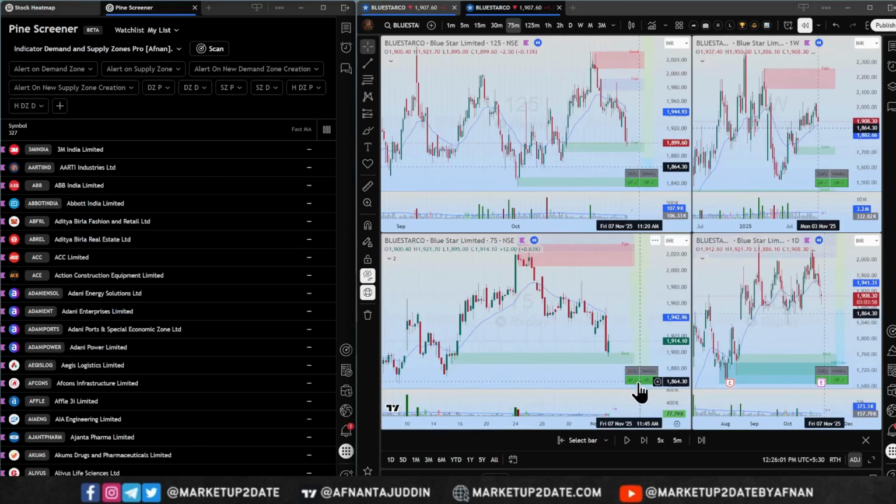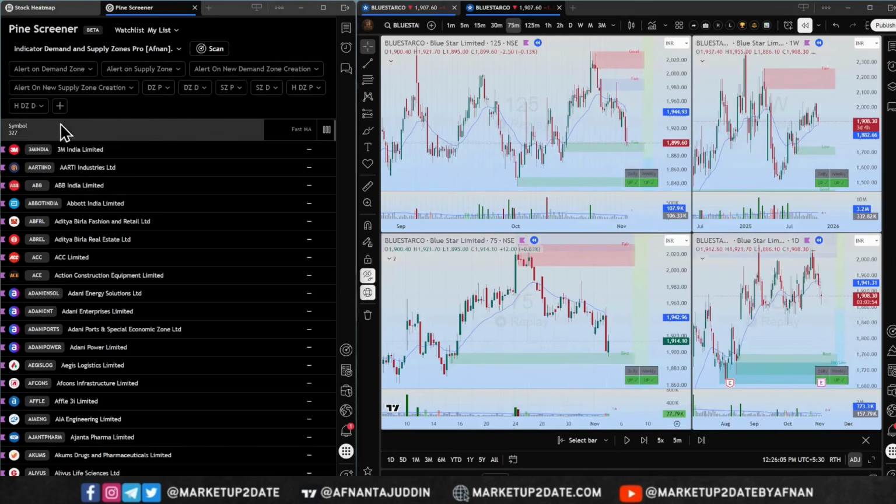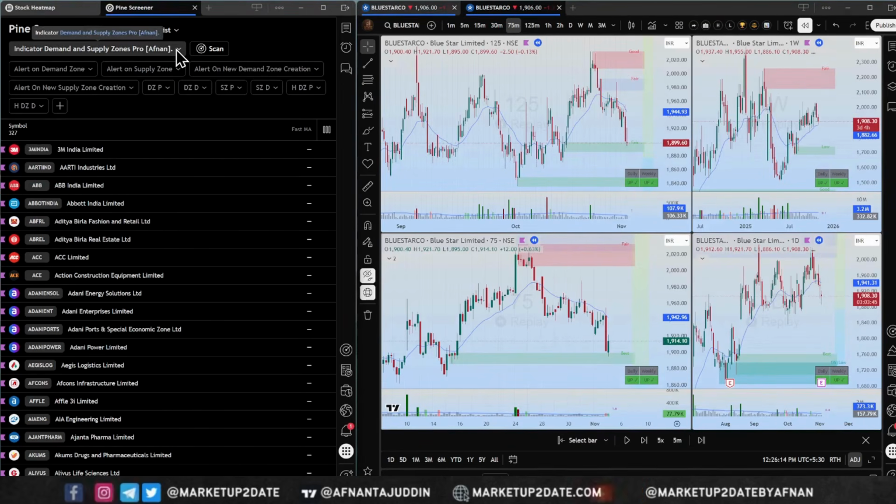Now let's talk about Pine Screener. I selected a watch list of 327 stocks from Nifty 500 and I selected our demand and supply zones pro indicator inside Screener. Our indicator already performs curve analysis, trend analysis, zone plotting all automatically.